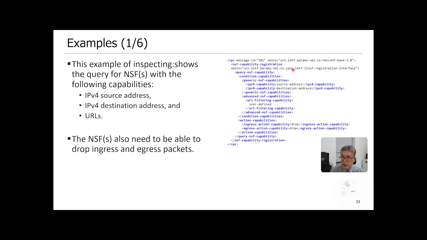This is the namespace for the I2NSF registration interface. This is the RPC NETCONF namespace. Query NSF capability condition: IP version 4 source and destination address, and this URL advanced NSF capability, which is inherited from the I2NSF capability data YANG model. So this is user defined. And then the action case, ingress and egress action, drop specified.